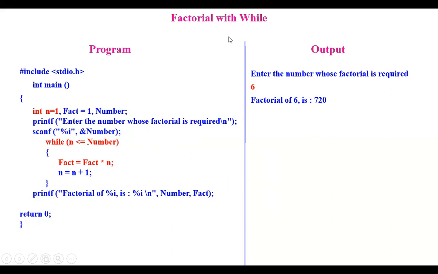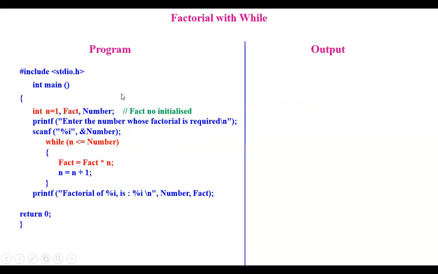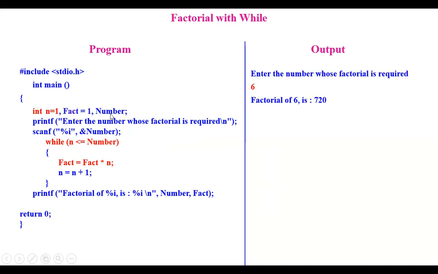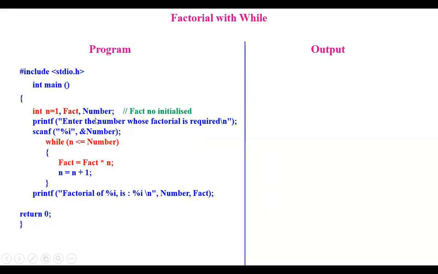Okay, this is using the while. Suppose in this I made a mistake. What that mistake is: earlier in this program I had initialized fact equal to 1. Now the mistake is that the factorial is not initialized. No initialization takes place. I forgot. That means when a variable is not initialized, the value taken by the system is 0.